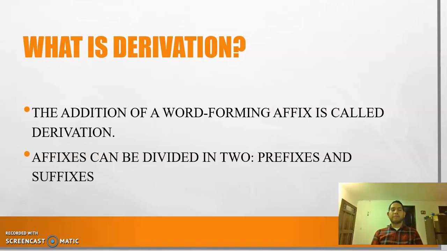Remember that morphemes are divided in two parts, in roots and affixes. Roots never change, but affixes can change, and they can be in the beginning of the root or at the end of the root. When they are in the beginning, they are called prefixes. And when they are in the end, they are called suffixes.